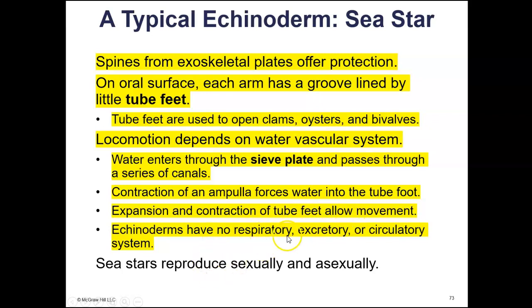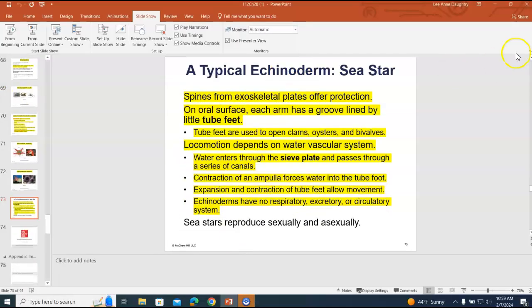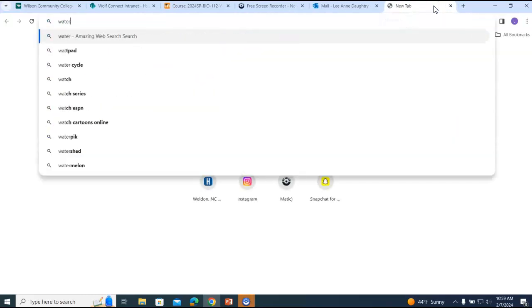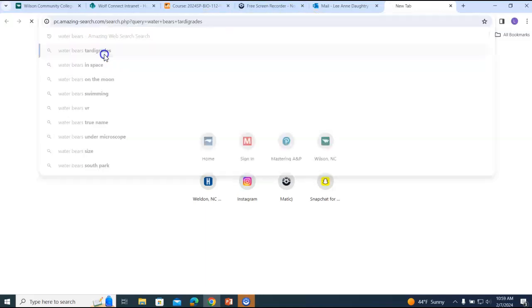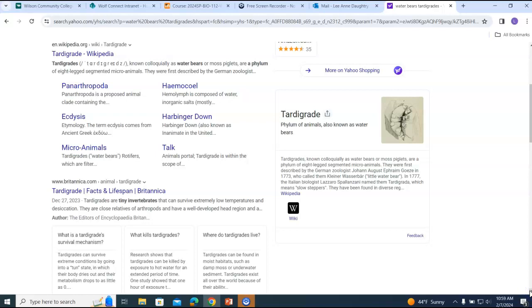So there's no respiratory system, excretory system, or circulatory system in the sea star, and they do reproduce sexually and asexually. One other thing, and I am going to get out of the notes now, but since I have a few minutes, I typically try to do like a 15-minute lecture. I'm going to show you what I'm looking up: water bears or tardigrades, because these were not in the notes, but they're so cool.